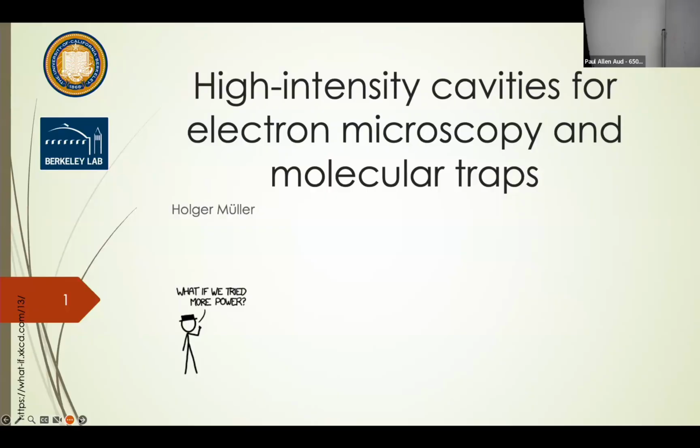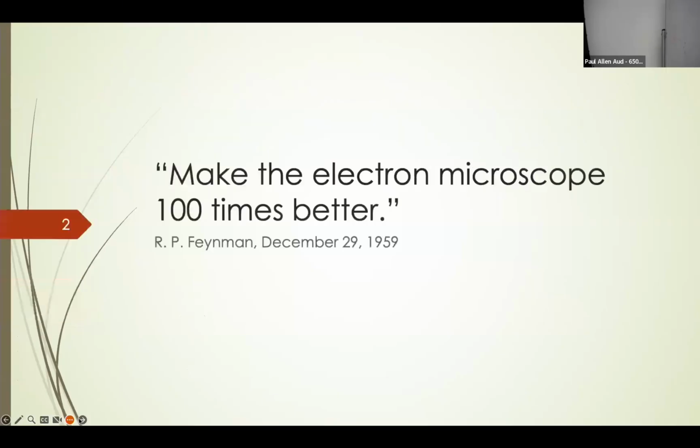High intensity cavities for electron microscopy and molecular traps. So the first part is the electron microscopy, and we've already heard that electron microscopy is suffering from two ends. On one hand, specimen give bad contrast and therefore bad signal to noise ratio. On the other hand, the electron beam, as it collects the image, is burning away on your specimen, which means you can't just increase the exposure and get your signal to noise that way.